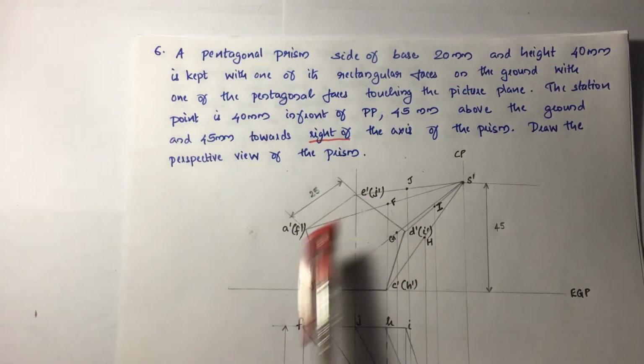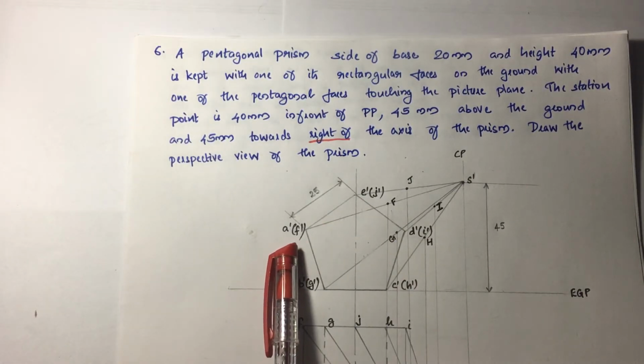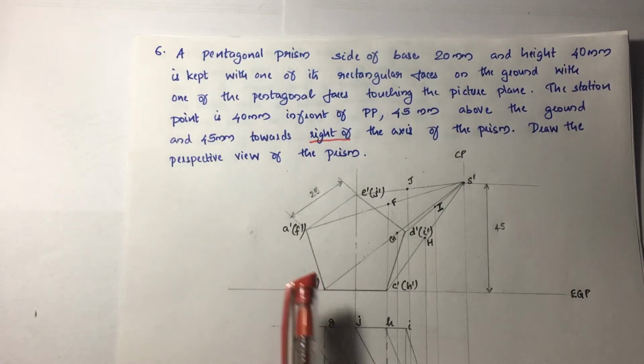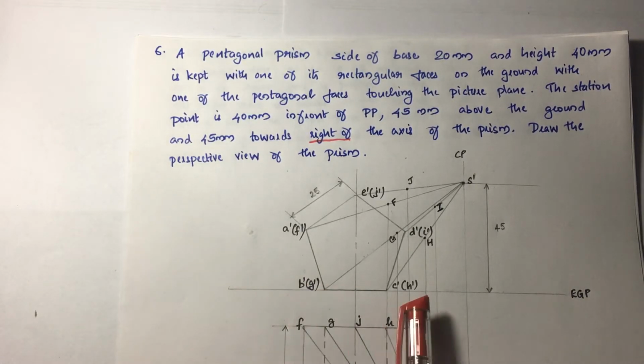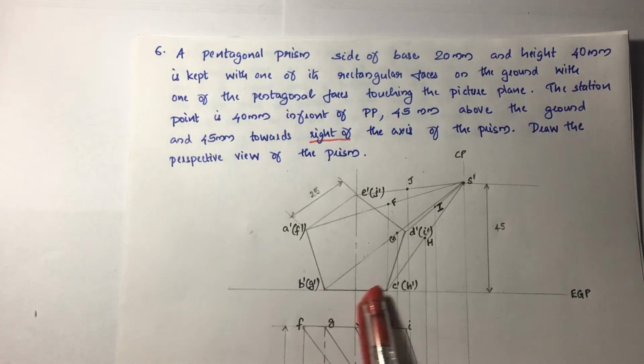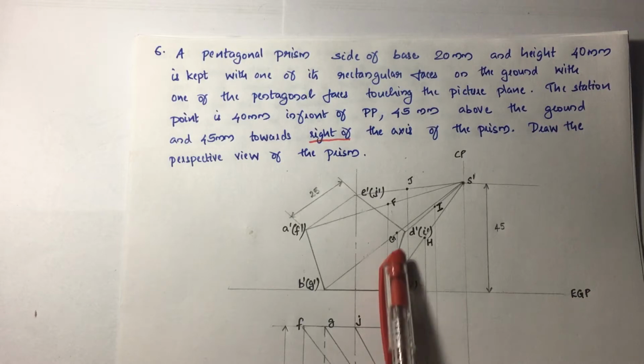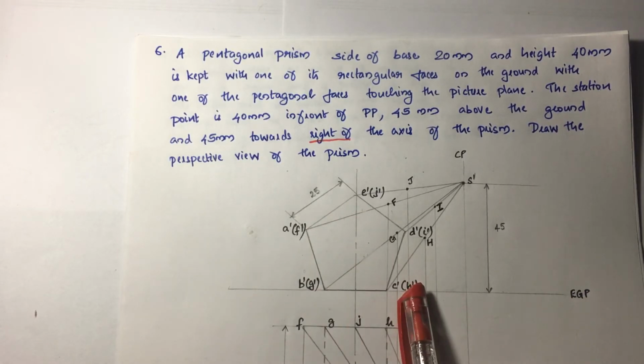As it is a front view, you need to represent it by using dashes. And the corresponding opposite face is F dash, G dash, H dash, I dash and J dash. And with this, you are completing the front view of the object.